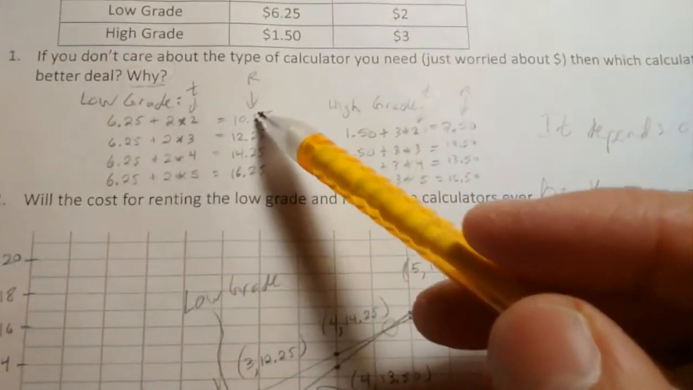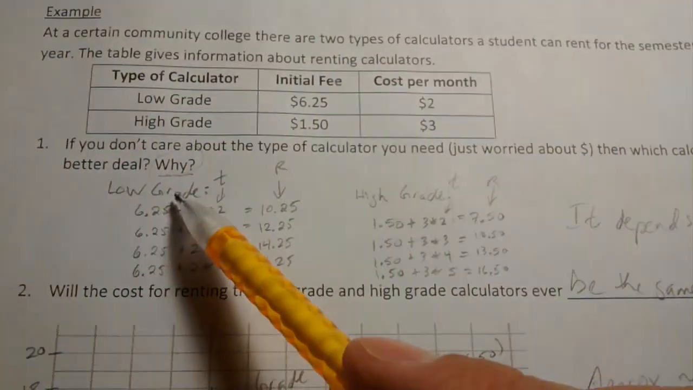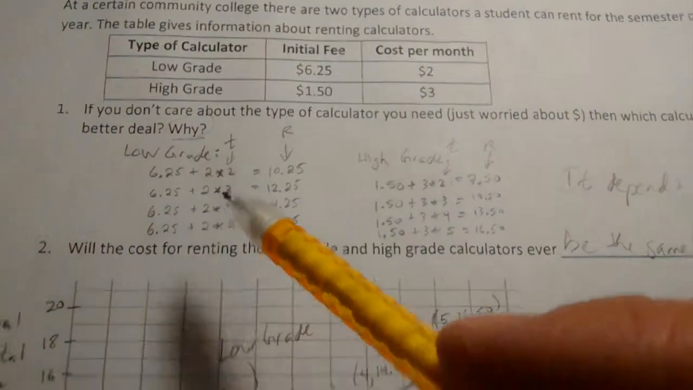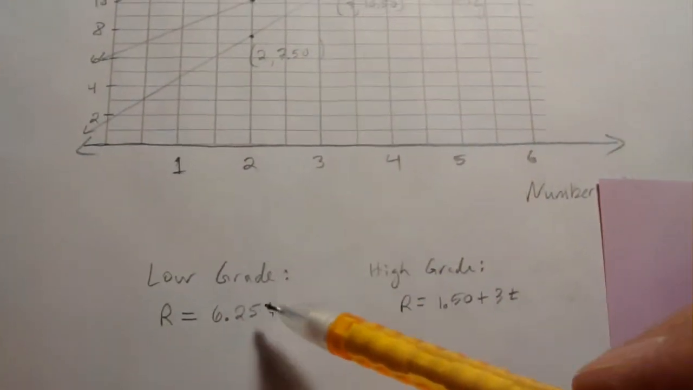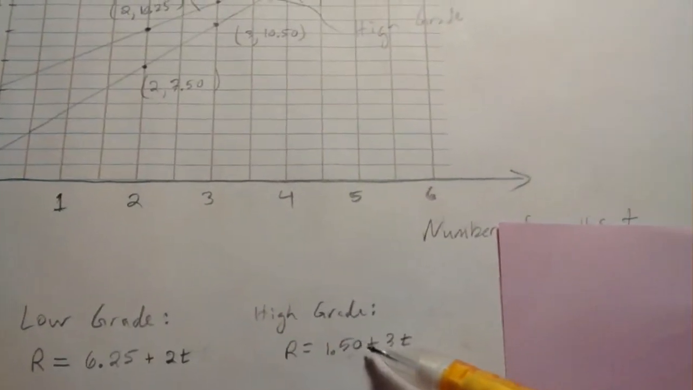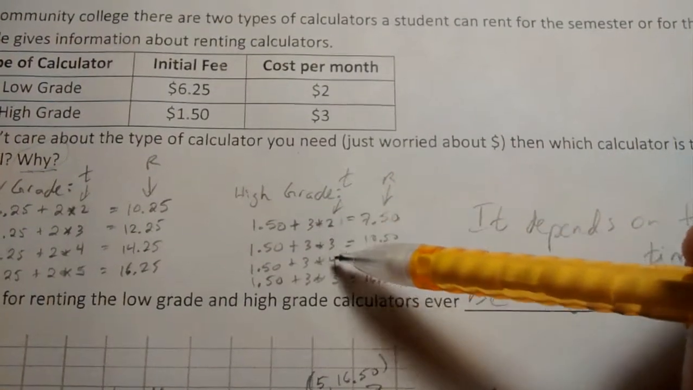There's lots of calculations. R is calculated by the initial fee added to $2 for every month. So it looks like this for the low grade: initial fee added to $2 for every month. The high grade is the initial fee added to $3 every month. That's what came out of this.